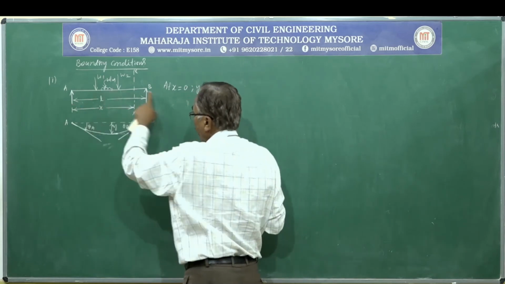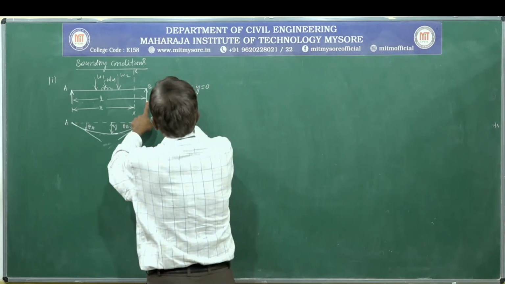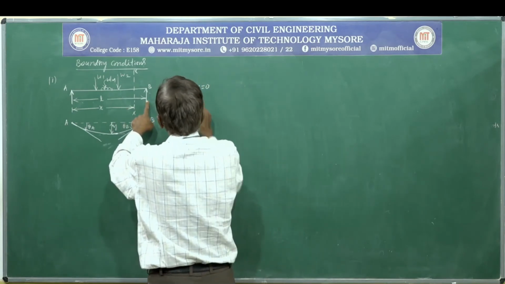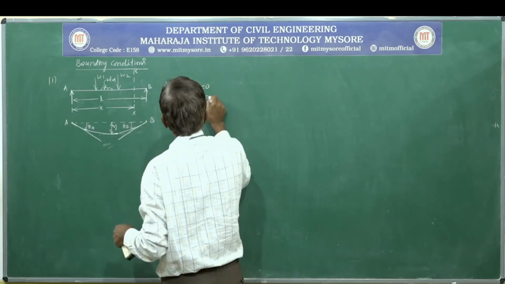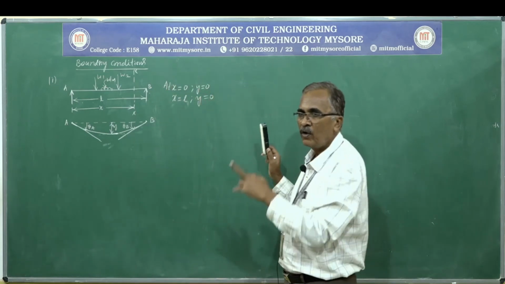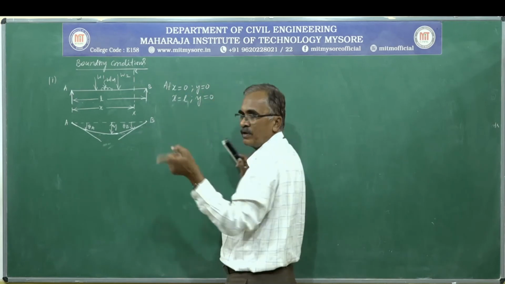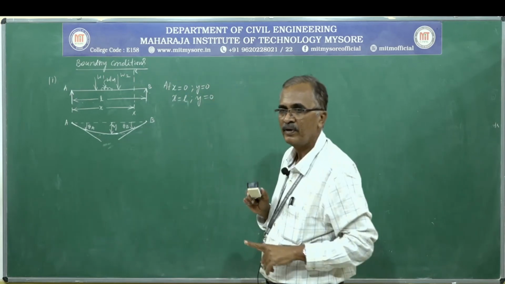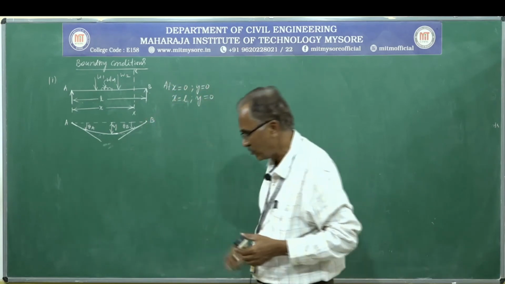Again, if x is equal to L, then again displacement is 0, y is equal to 0. Two unknown values C1 and C2 and two boundary conditions, we can easily solve for C1 and C2. So this is for the simply supported beam subjected to combination of load.